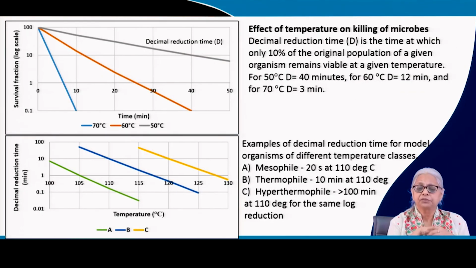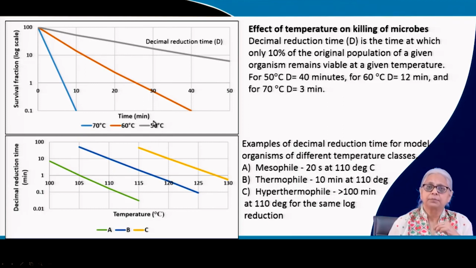Then let's come to the effect of temperature. We know that with chemical reactions, when you increase the temperature, the reaction rate increases, and therefore the time to achieve the same outcome is going to be less. The same thing happens with bacteria. So we have decimal reduction, let's say at 70 degrees centigrade, 1 log, so from 100 to 10 will happen in 3 minutes. At 60 degrees centigrade, 1 log removal in 12 minutes, and at 50 degrees centigrade, 1 log removal in 40 minutes. So this is what you are looking at.